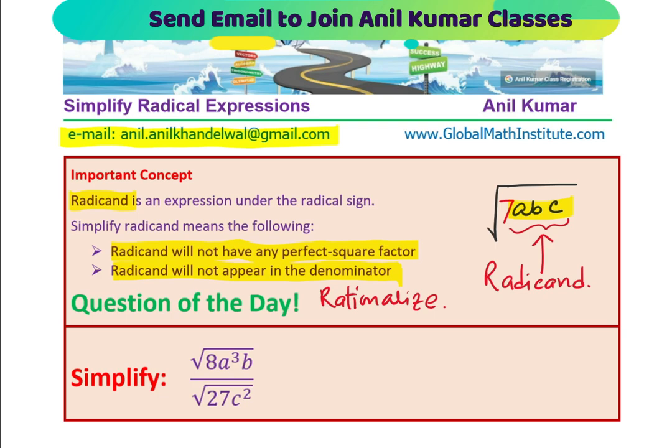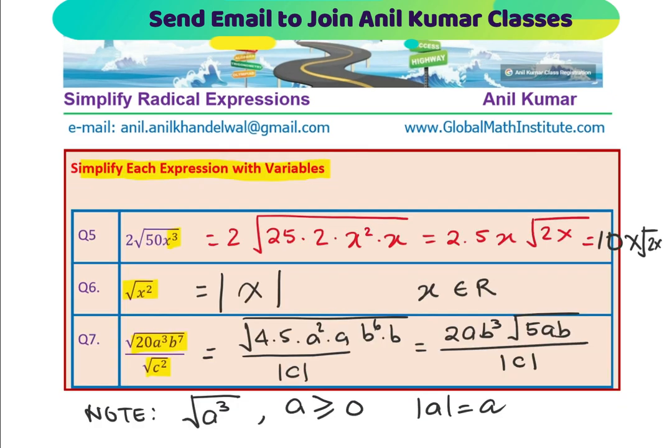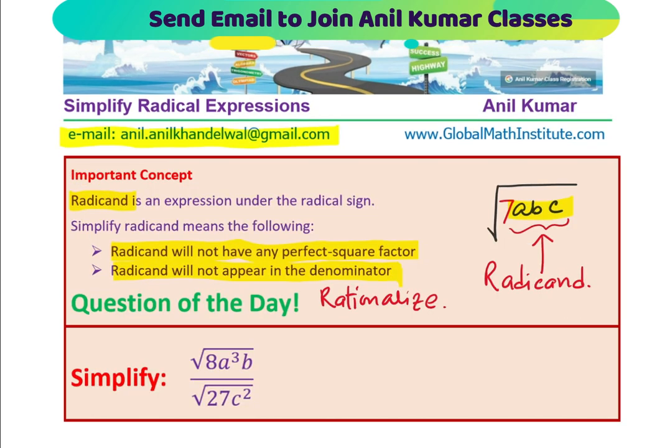And then here is the question of the day, which involves rationalization. Rationalization, because the second condition says the radicand will not appear in the denominator. So if it appears in the denominator, in that case you have to rationalize. It could appear in the denominator as seen in the third set, or it could appear just as it is. So in either case we have to rationalize. And so based on this, here is your bonus question. You need to simplify the square root of 8a cube b over the square root of 27c squared.